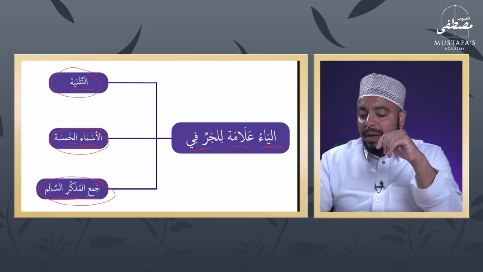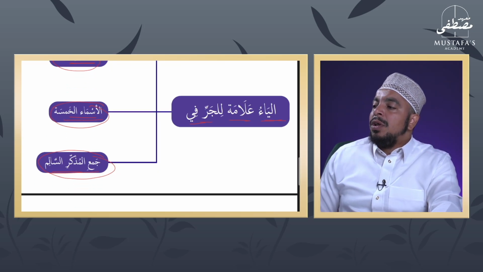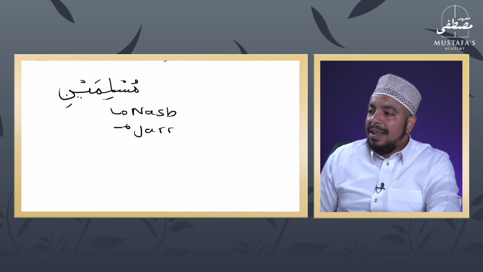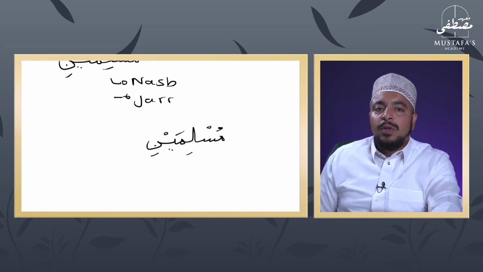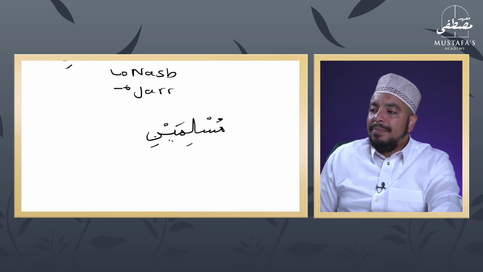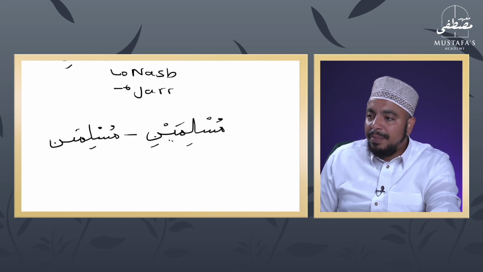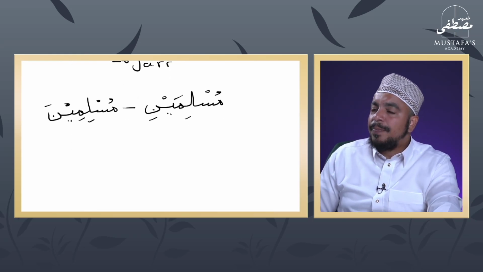Let's go back to the notes. So look over here. Jam'u al-mudhakkar al-salim. You notice the difference between it and at-tathniyah is this. In the dual you have muslimaini. For the sound masculine plural it's not muslimaini, it's going to be muslimina. Muslimina. The only way to recognize that, you notice this.